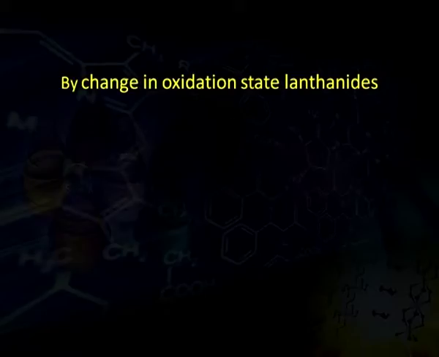Another method is by the change in oxidation state of lanthanides. Some of the lanthanides show +2 and +4 oxidation states in addition to +3. The +3 oxidation state is the most stable as compared to +2 and +4. Thus, the occurrence of the lanthanide in +3 is highly stable. Accordingly, they are going to differ in their properties. A change in oxidation state makes a remarkable change in properties.